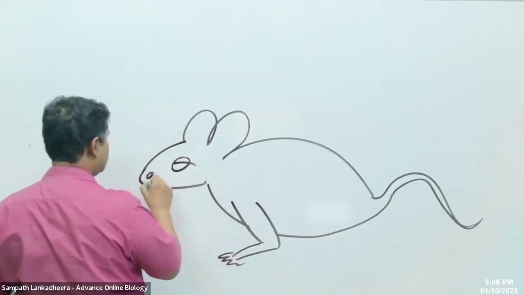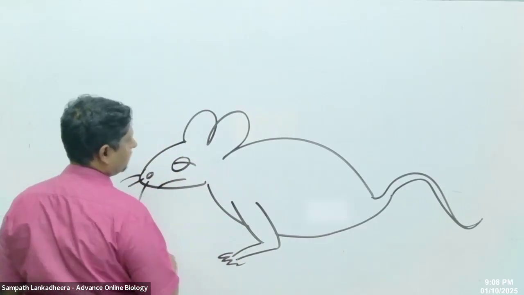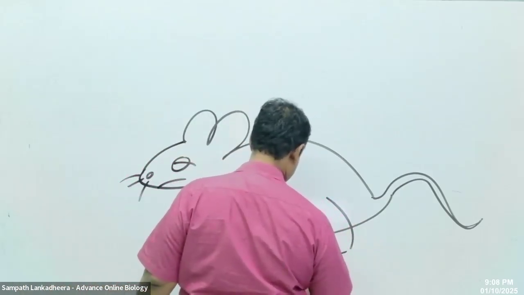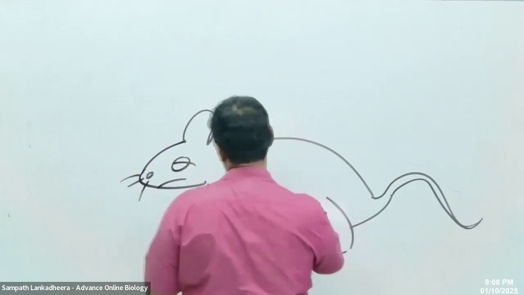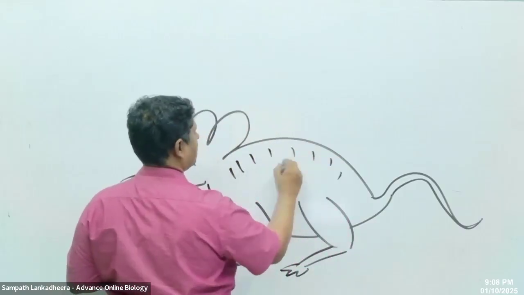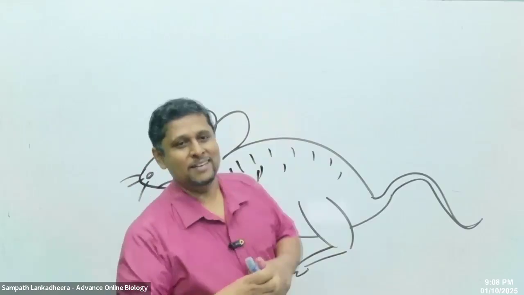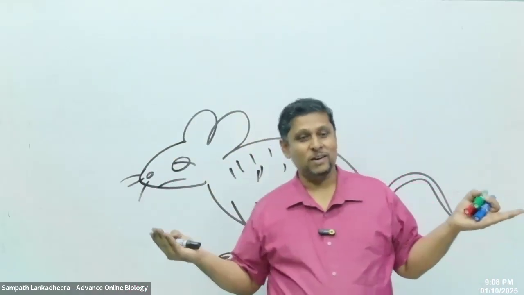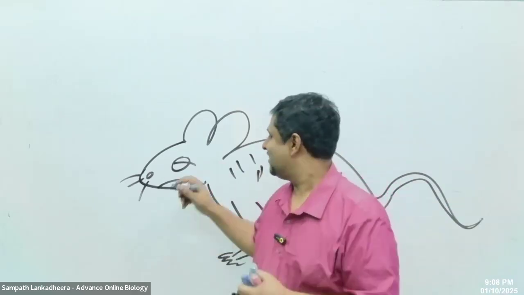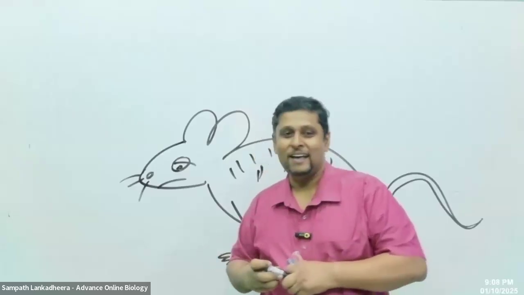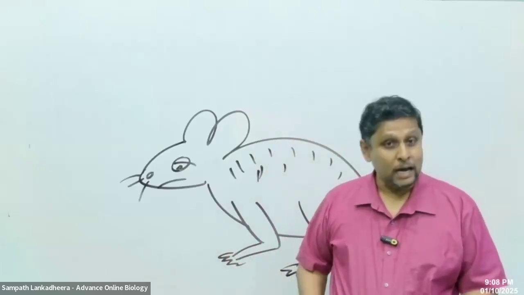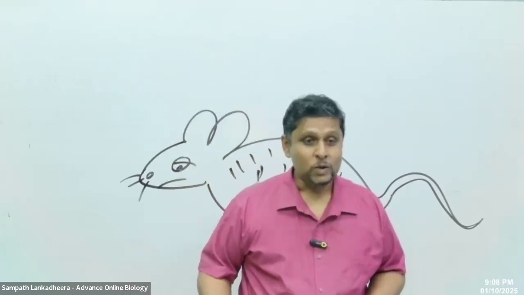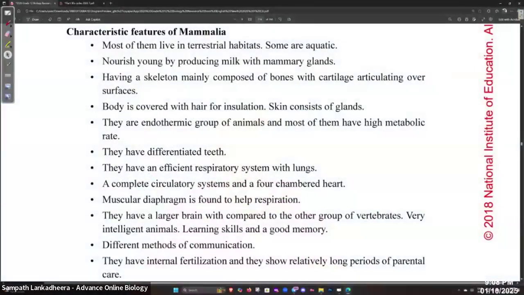Body is covered with fur. And then they have some special features: external ears are there, heterodont, differentiated teeth present. The body is covered with hair. Diaphragm present, muscular diaphragm present. All right, so let's check these features.